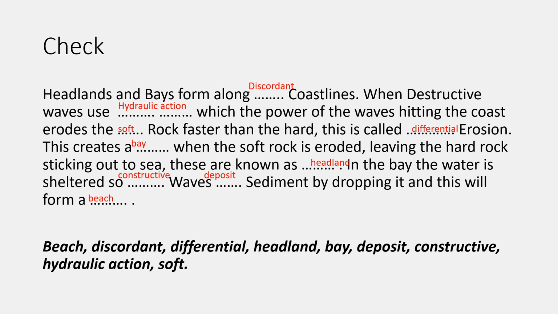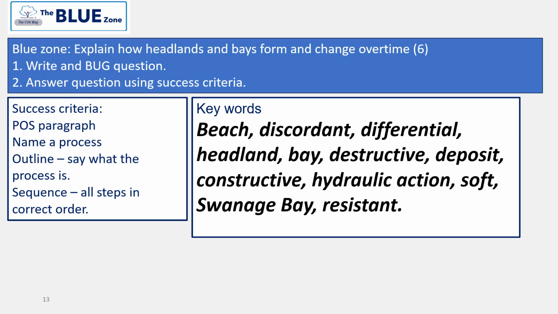If you are not and you're a little bit confused, please rewind and go watch the diagram formation again and copy the notes down, rewatch it and go over the 3 steps. And this leads on to the blue zone, so please could you write out the question which is explain how headlands and bays form and change over time. Please bug the question, so box the command word and underline any geography.